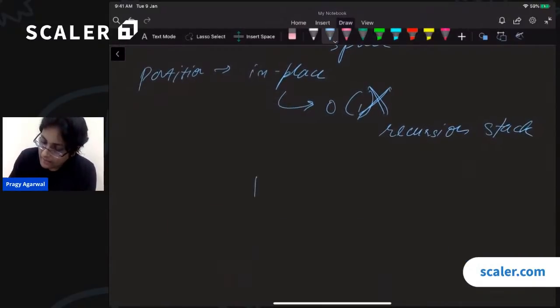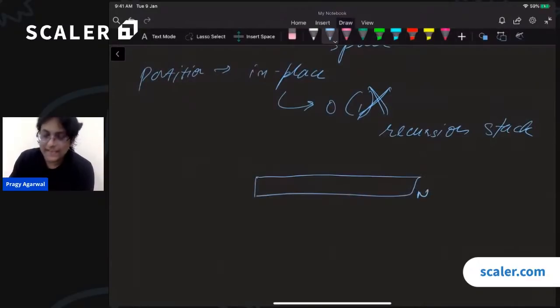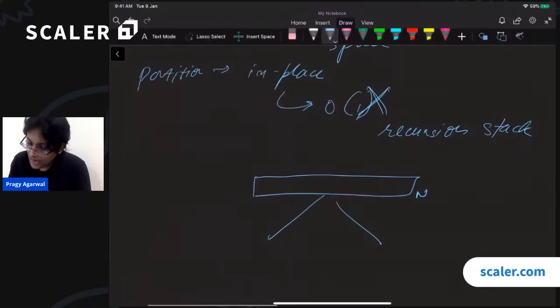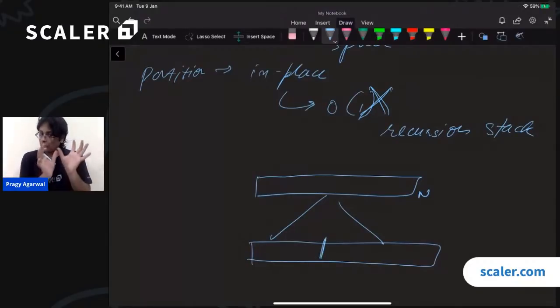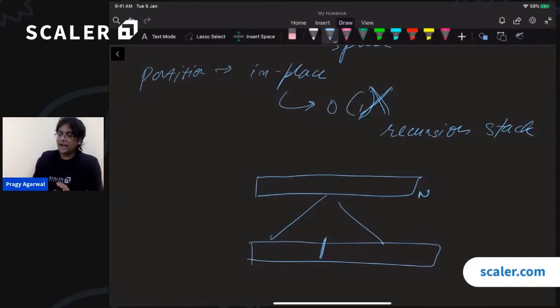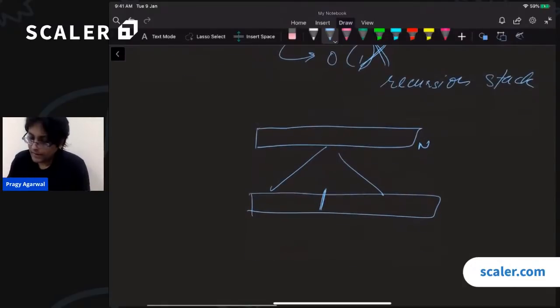So I had an array over here of size n. What did I do? I called partition that did not use any extra memory. After partition, I have this same array. This array has not changed. I'm just manipulating the indexes. I'm not creating a new array over here.